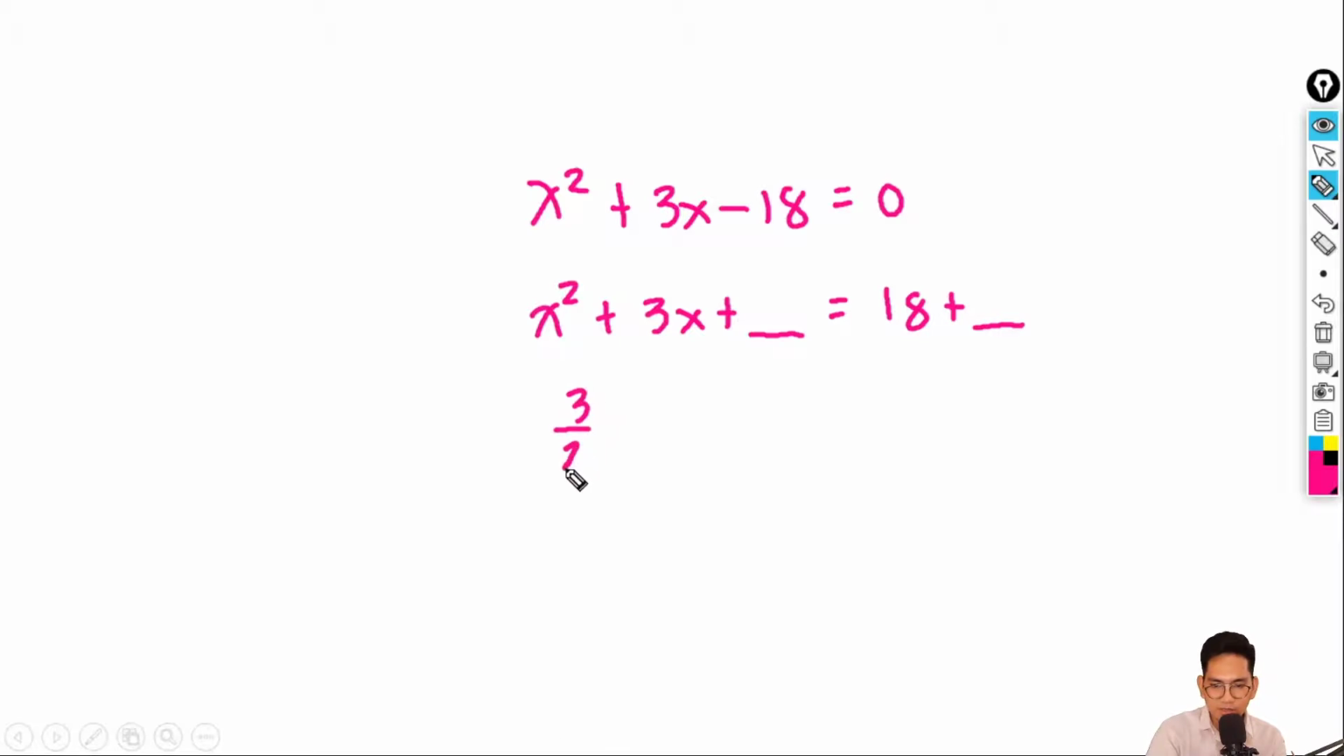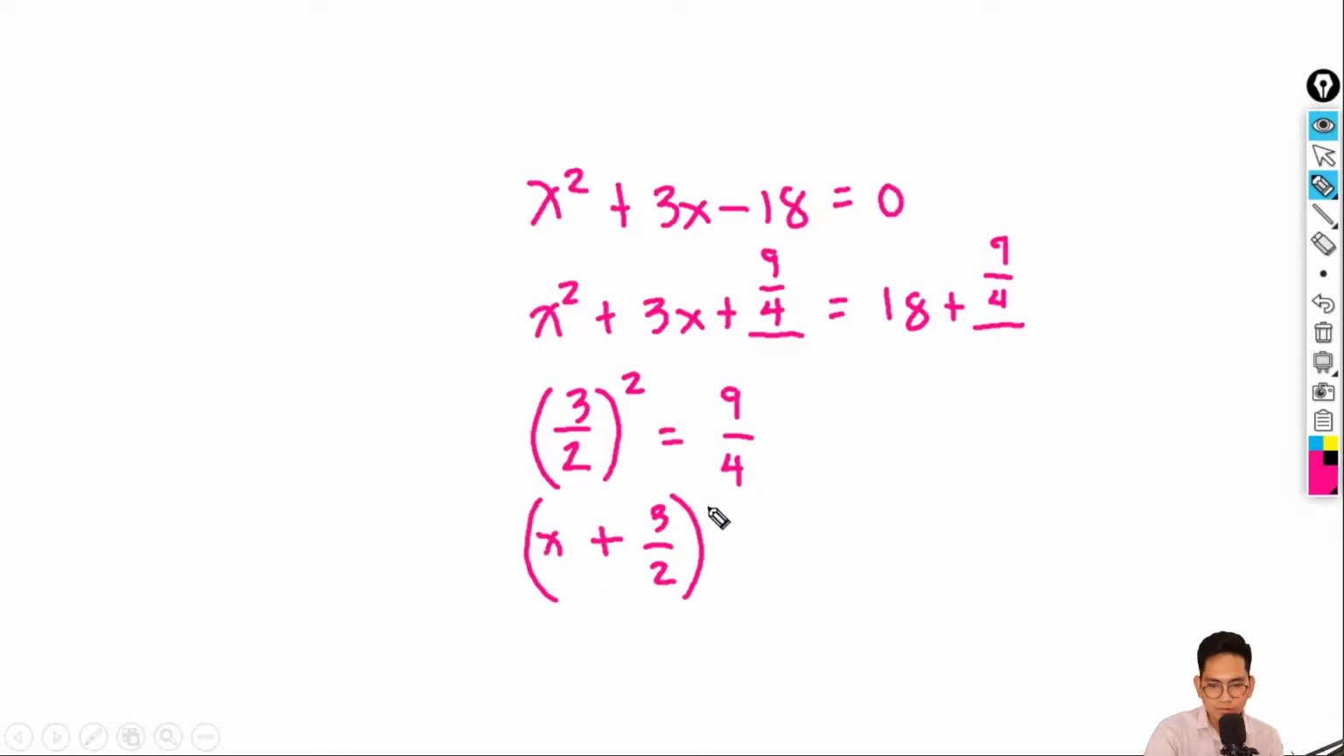3 divided by 2, the coefficient of the middle term, then quantity squared. Therefore, we have 9 over 4 to be added on both sides of the equation to make the left-hand side a perfect square trinomial. So get the square root. Let's have x, the sign of the middle term, and then the square root of the third term, which is 3 over 2, quantity squared, is equal to, how about this one? 18 plus 9 over 4.